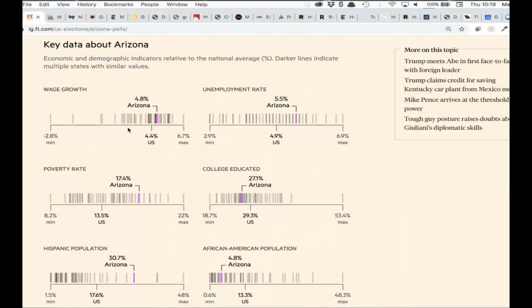Here we are seeing the statistics for Arizona. And you have different statistics here. You have wage growth, unemployment rate, poverty rate. And each time, each state is represented as a line. And there's also some transparency. So for example, for Hispanic population, you can see here on the bottom left that there are some clusters in the data. And the state we're looking at, Arizona, is highlighted in pink. So a lot of data can be packed in a limited amount of space if you use this technique of what is called the barcode plot.